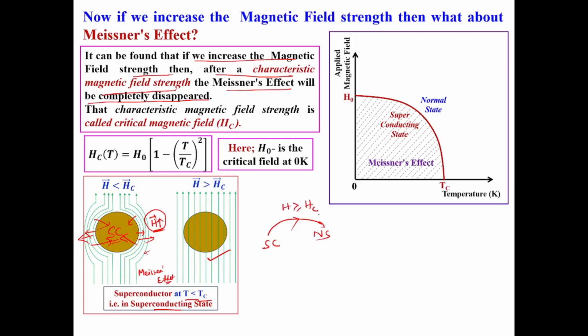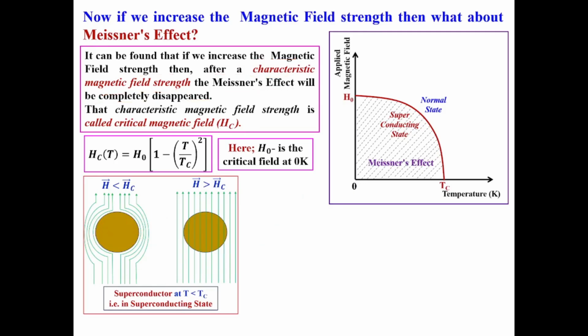So here Hc is called your critical magnetic field, which is represented by Hc. Above a characteristic magnetic field, the Meissner effect disappears. That magnetic field is called the critical magnetic field. This much you have to write for a 1 mark question in your exam, right?